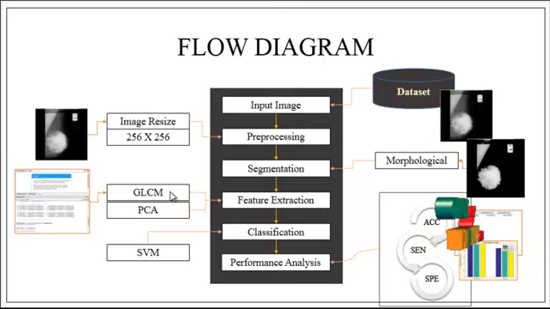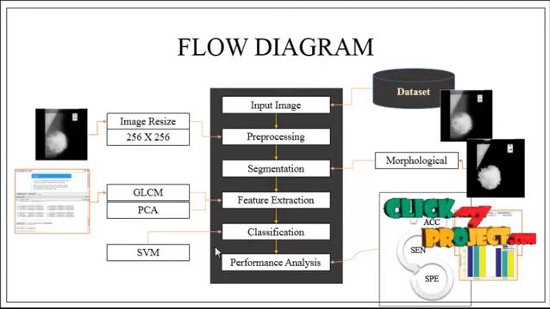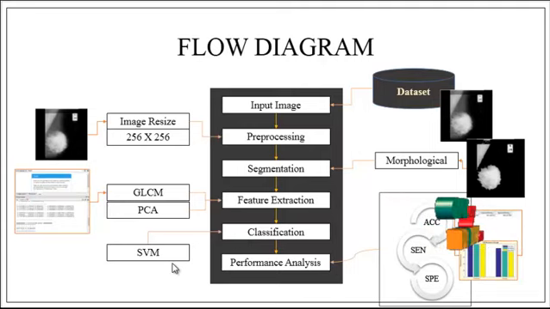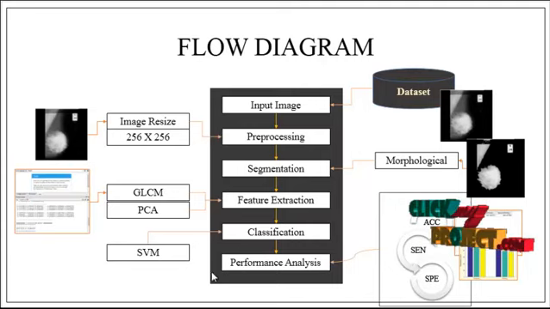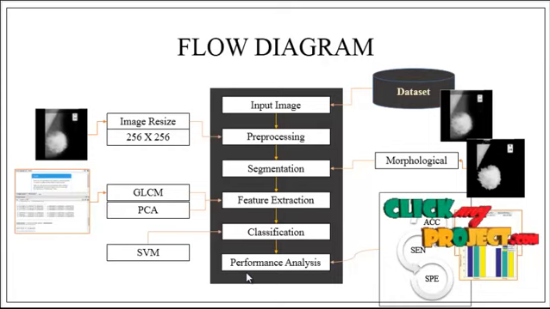After extracting the features, we move on to the classification step. In this classification step, we use the support vector machine to classify whether the input has lesions or not. After the classification, we estimate the performance analysis by means of accuracy, sensitivity, and specificity. Based on these three parameters only, we can justify whether our process is efficient or not.